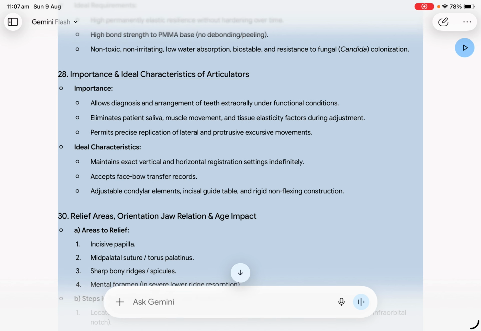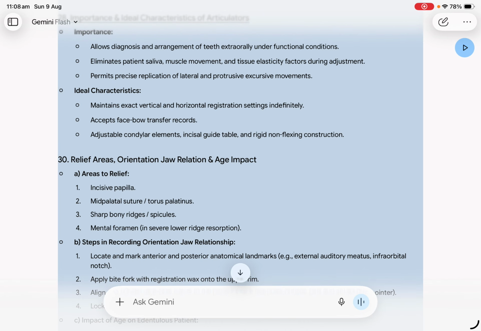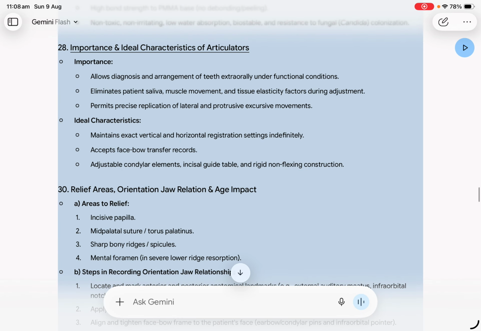28. Importance and ideal characteristics of articulators. Importance: allows diagnosis and arrangement of teeth extraorally under functional conditions, eliminates patient saliva, muscle movement, and tissue elasticity factors during adjustment, and permits precise replication of lateral and protrusive excursive movements. Ideal characteristics: maintains exact vertical and horizontal registration settings indefinitely, accepts face bow transfer records, adjustable condylar elements, incisal guide table, and rigid non-flexing construction.